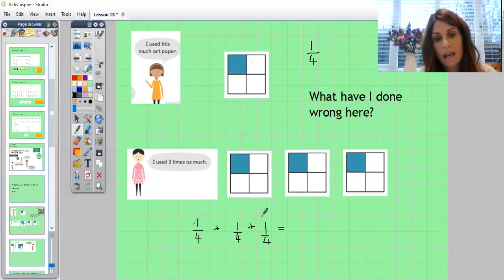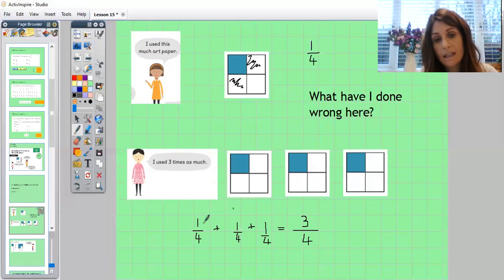So if I were to add those, which we've done, I would know that my denominator stays the same. So my denominator is going to stay as a 4, and I simply add my numerator. So I've got 3/4. So she's got 3 times as much. She's used this one, and this one, which is 1, 2, 3 out of 4 in total.